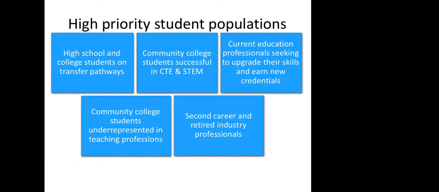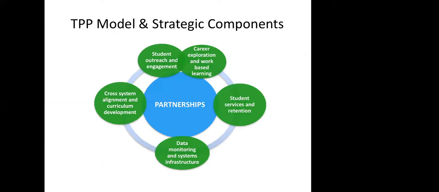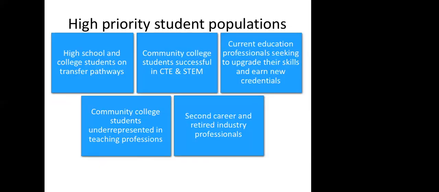For instance, the community college students successful in CTE and STEM, well, that's going back to your internal ecosystem. What are different departments and disciplines doing on your campus? Who are those faculty who are in contact with those students? So there's some natural alignment there. If you look at the second career and retired industry professionals, those could be your advisory board members or their colleagues, as Annie was talking about earlier with the workforce and industry sector partners. There could be folks in that area that would qualify under that. So keep those two areas in mind: the strategic components, and the high priority student populations, as you're building out your partnerships and ecosystems.